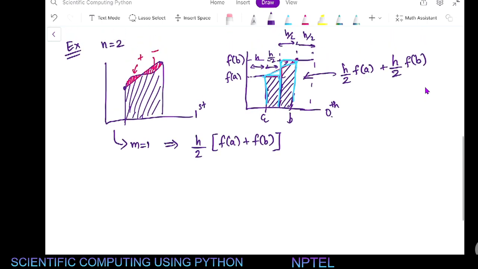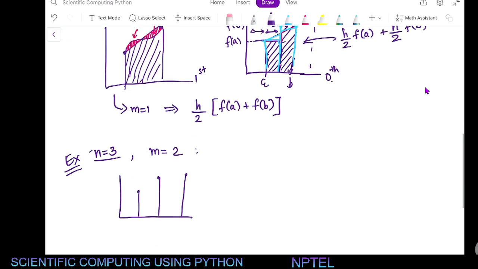And let's do it for n is equal to 3. So n is number of points, which means number of regions will be 2. So now we have 3 points.